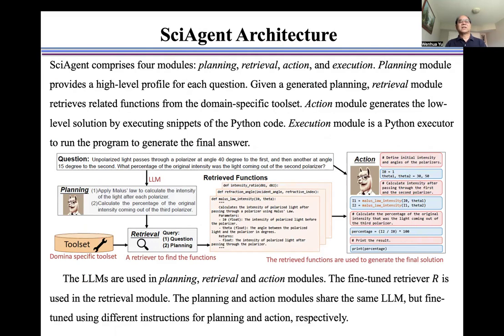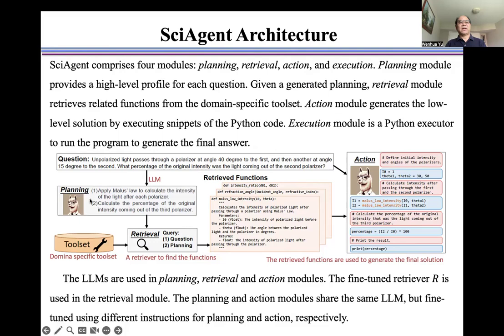SciAgent comprises 4 modules, namely planning, retrieval, action, and execution. The planning module provides a high-level profile for each question, giving a generated planning. The retrieval module retrieves related functions from the domain-specific toolset. The action module generates the low-level solution by writing snippets of Python code. The execution module is a Python executor that runs the program to generate the final answer, as shown here.